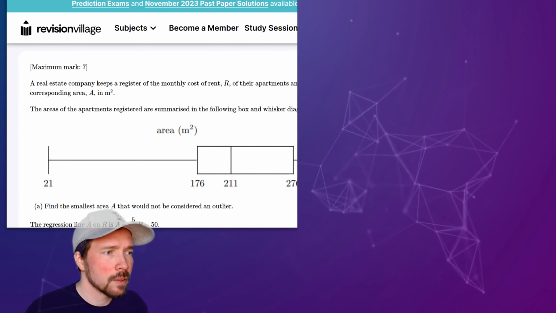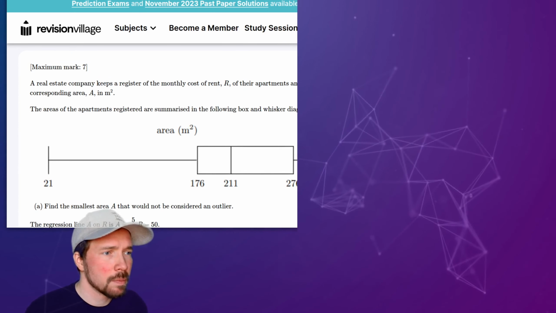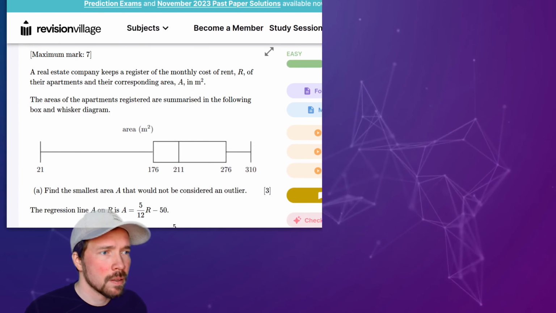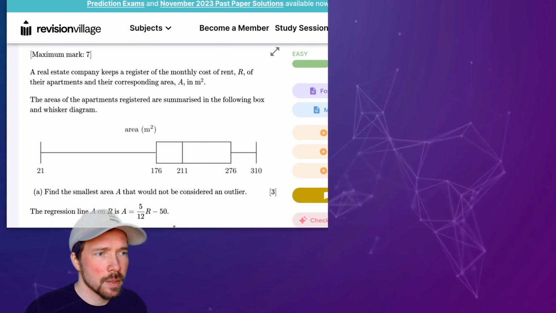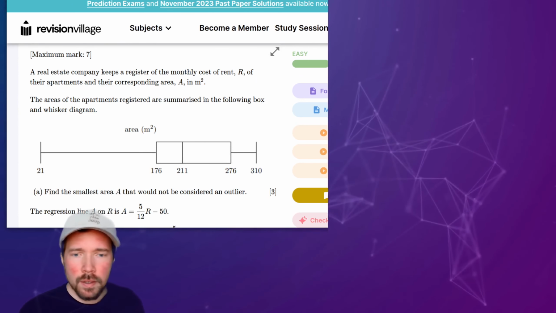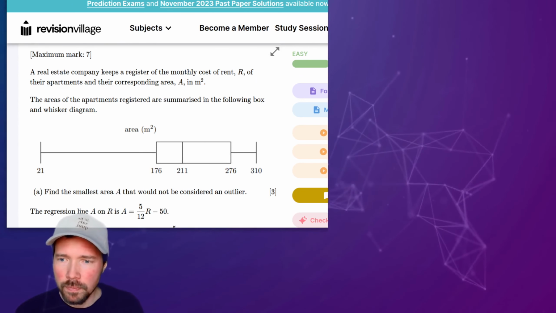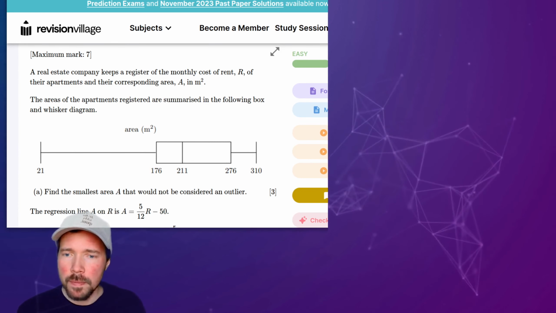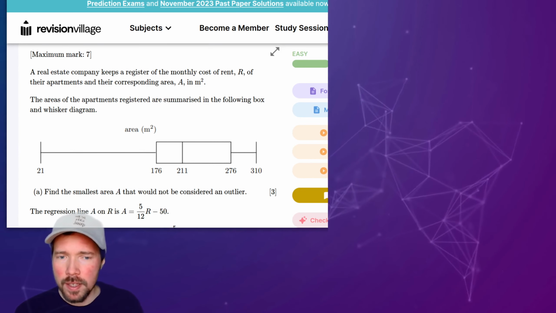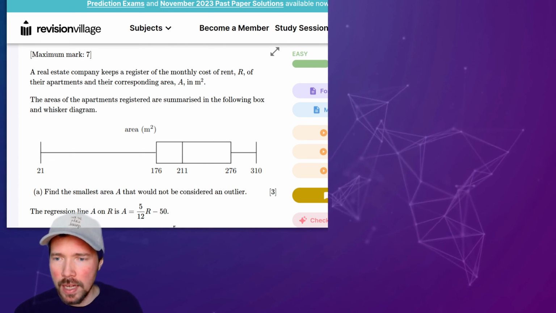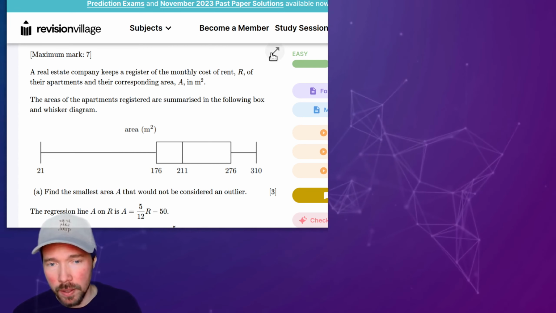Sorry, I'm just going to make it visible better. Okay, it jumps like that. Okay. So the areas of the apartments registered are summarized in the following box and whisker diagram. Very well, very well.